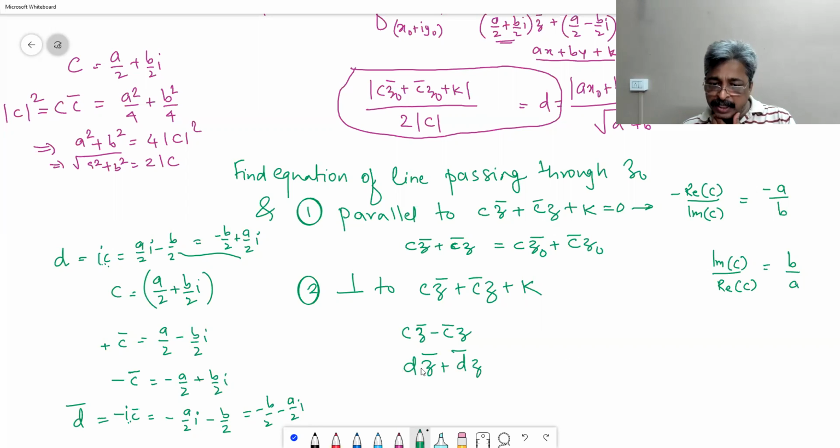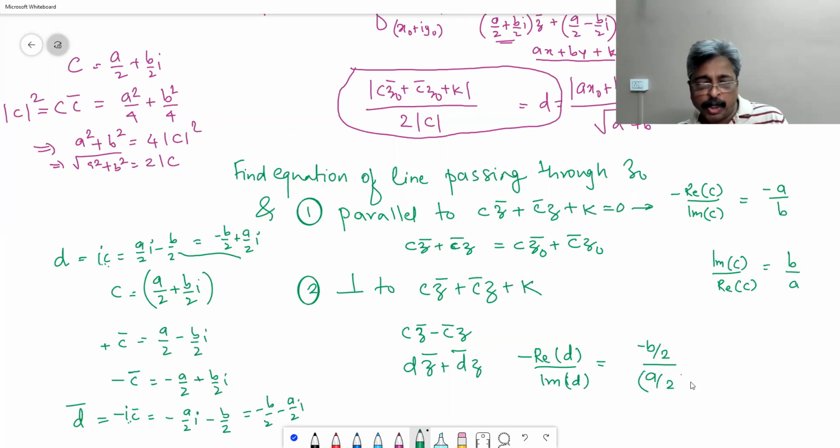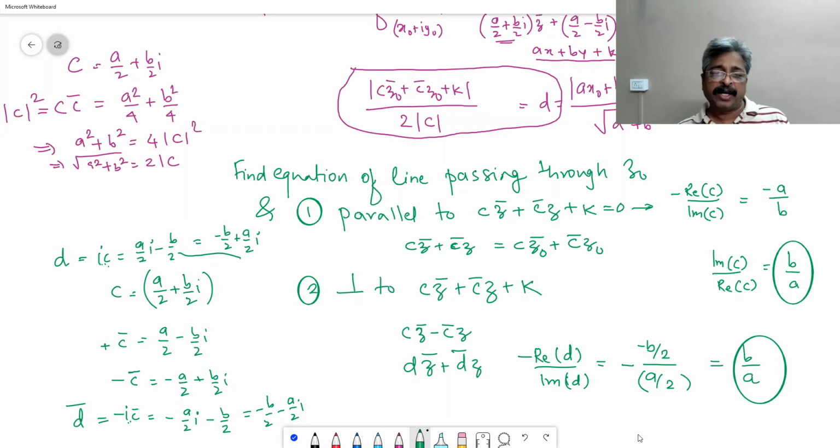So now the slope of this will be real part of D upon imaginary part of D with negative sign. Okay. So our D is this. What is the real part of D? Real part of D is b by 2 with negative sign. What is the imaginary part of D? a by 2 with positive sign and with negative sign outside. Does that make b by a? That is what we were looking for.